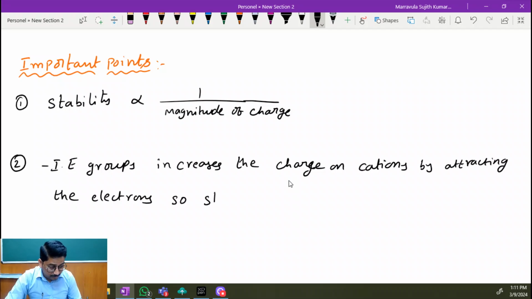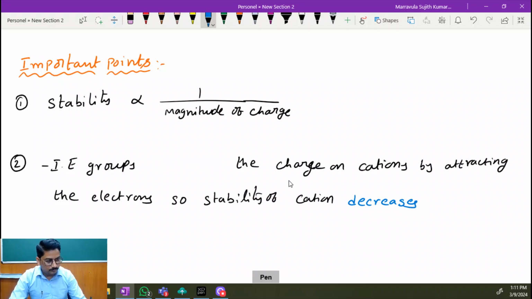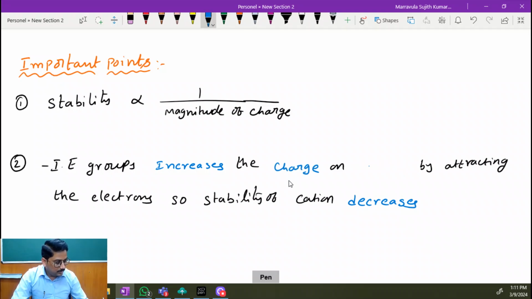So stability of cation decreases. Minus IE groups increase the charge on cations by attracting the electrons, so the stability of cation decreases completely, right?